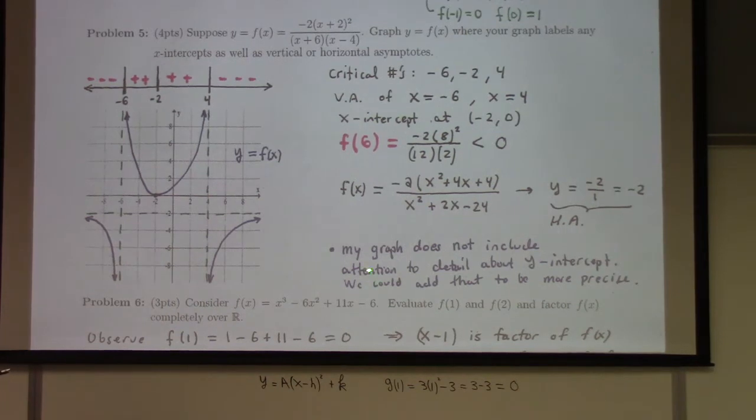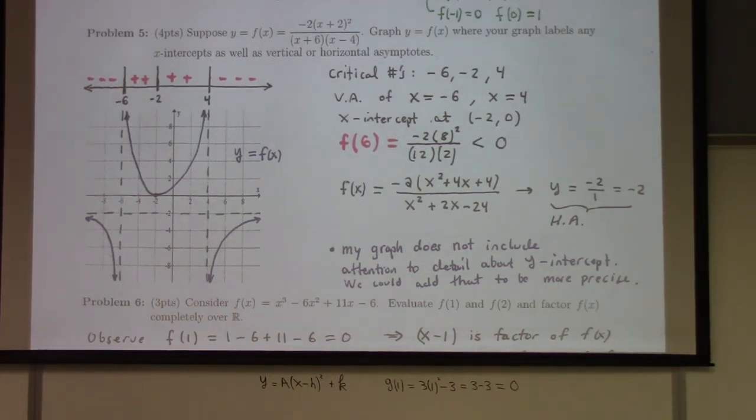Like I said here, my graph does not include attention to detail about the y-intercept, but you could add that to be more precise. I plugged in 0 in another class. I think it's 1/3. So my graph isn't quite right. Like, if I remember right, this is supposed to pass at like 1/3. So, you know, it's me.